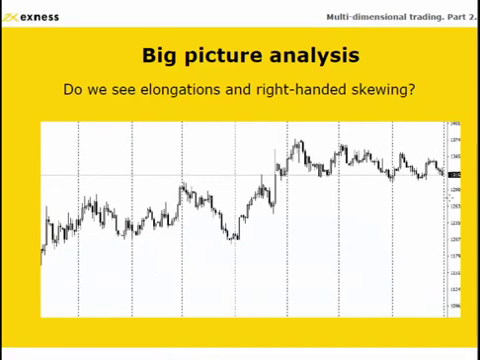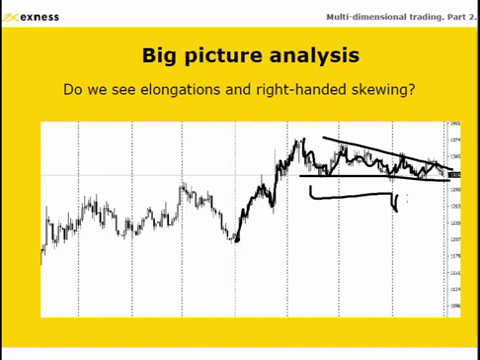Secondly, when I watch the chart, I want to know whether there are elongations and right-handed skewings. What do I mean by that? By elongation, I mean a trading range or consolidation area, whatever it can be. It can be a flag, it can be a pennant, whatever formation, whatever chart pattern. But if we had a nice rally before this trading range, I would say this is elongation.